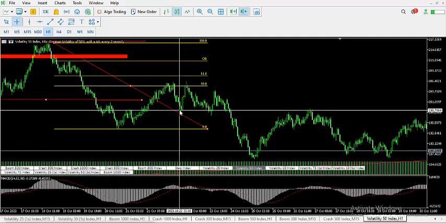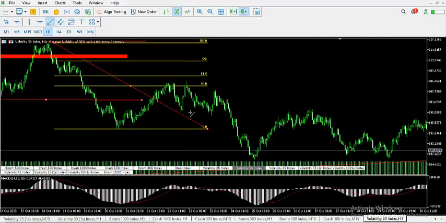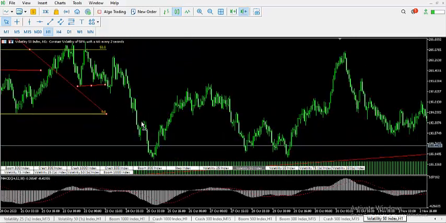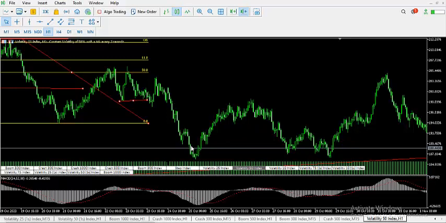There was a break of structure over here, again a break of structure over here again. Price went back, then started selling. So that is what we have on the 1 hour time frame, and you can see price sold all the way down here. And what happened again?